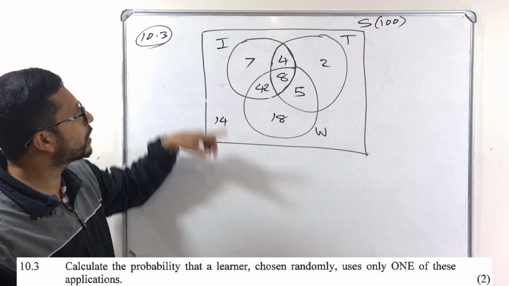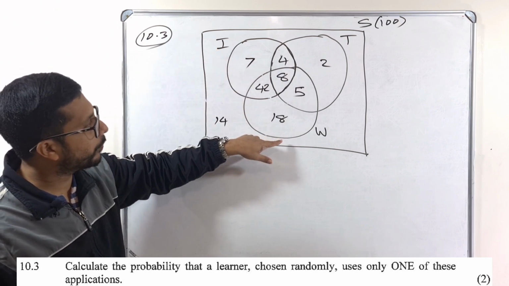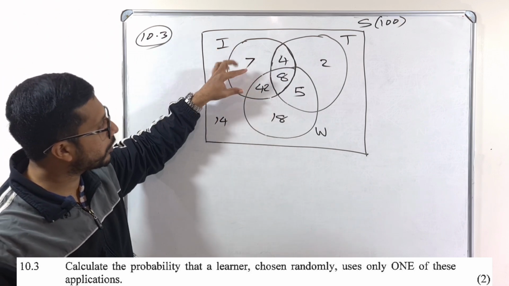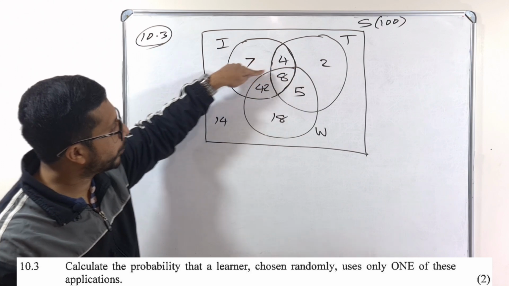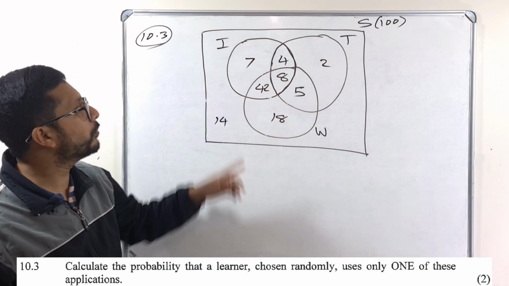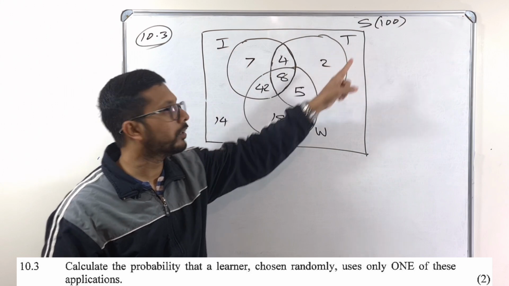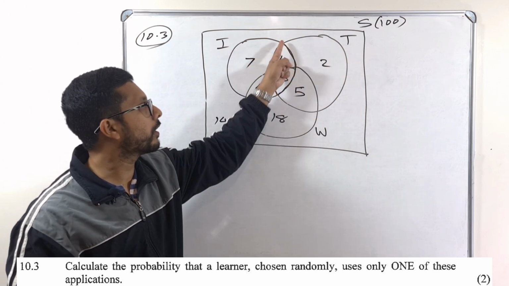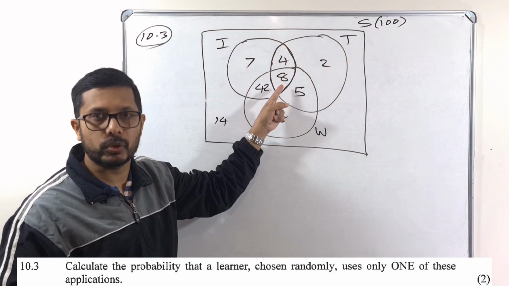How many people are using Instagram and WhatsApp? Which one is the common space? This space. That means 42 plus 8, 50. How many people are using Instagram and Twitter? Which one is the common space? This one. That means 4 plus 8, 12 people.